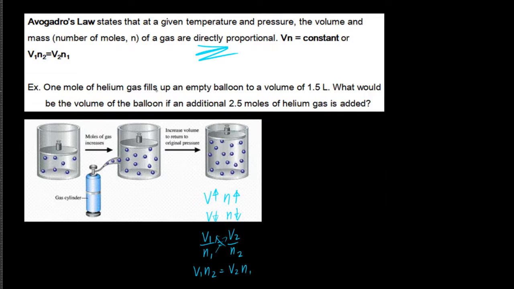Okay, we have an example here. So 1 mole of helium gas. You have N equals 1 mole. It fills up an empty balloon to a volume of 1.5 liters. So, V1 natin is 1.5 liters. What would be the volume of the balloon if an additional 2.5 moles of helium gas is added?